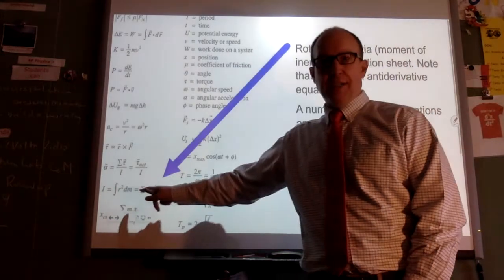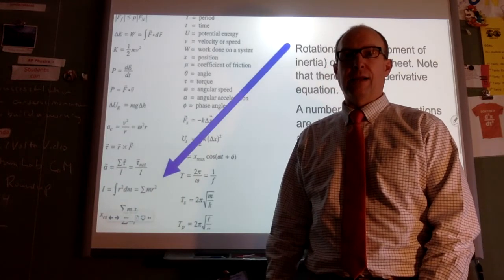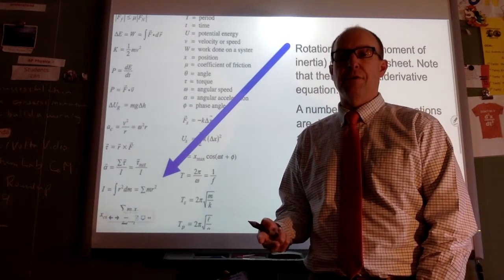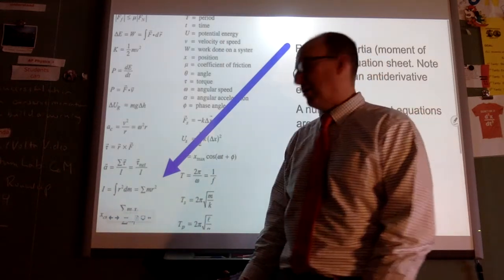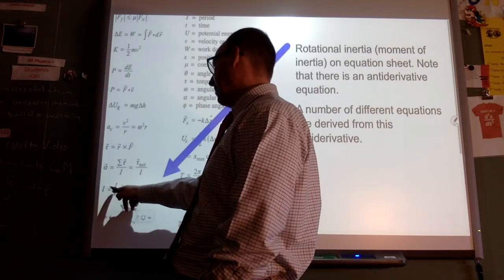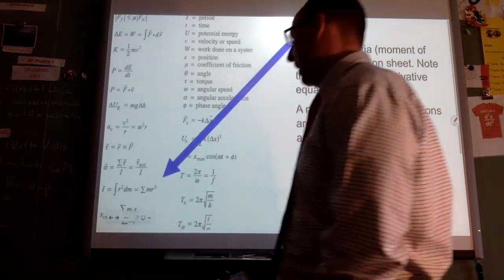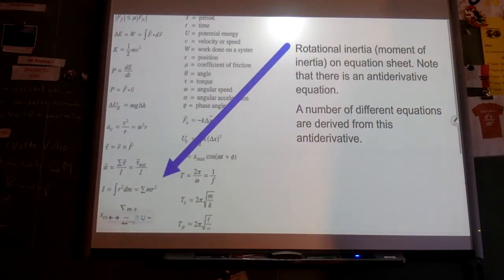And I have a separate set of notes showing how to do the derivations. I did the hoop for you. I did a disk for you. And I did various different rods, both with calculus and with the parallel axis. But this is I equals the integral of r squared dm, or generically it's a sum of m r squareds.